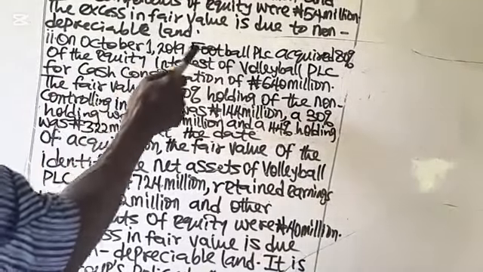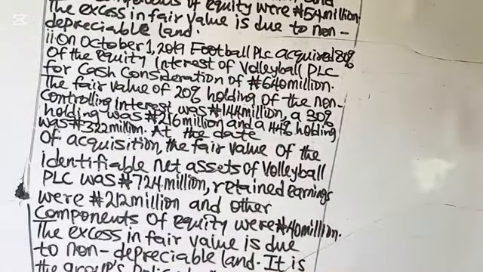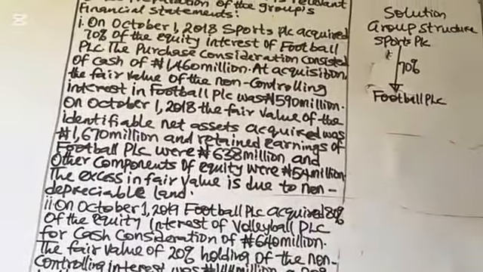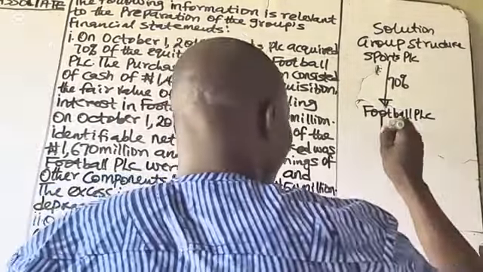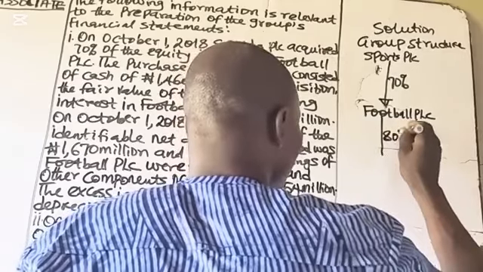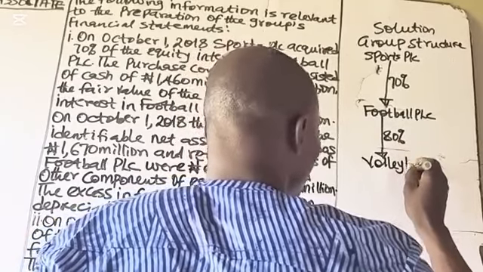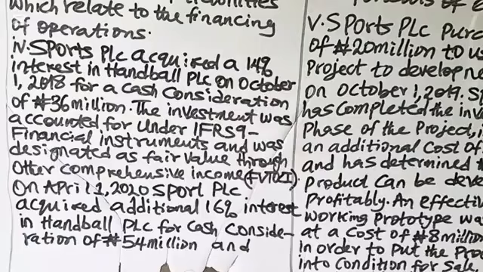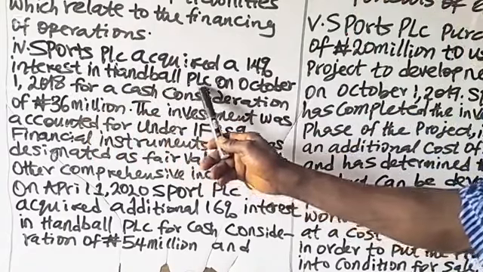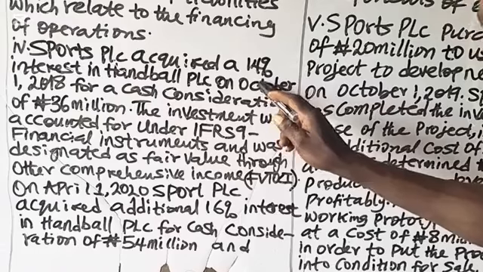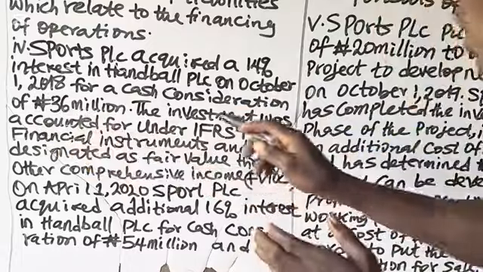On October 1st, 2019, Football PLC acquired 80% of the equity interest of Volleyball PLC. It is Football PLC that now acquires Volleyball PLC. So, Football PLC acquired 80% of Volleyball PLC. Sports PLC acquired a 14% interest in Handball PLC. So that means Sport again acquired 14% in Handball PLC on October 1st, 2018 for a cash consideration of 36 million naira.